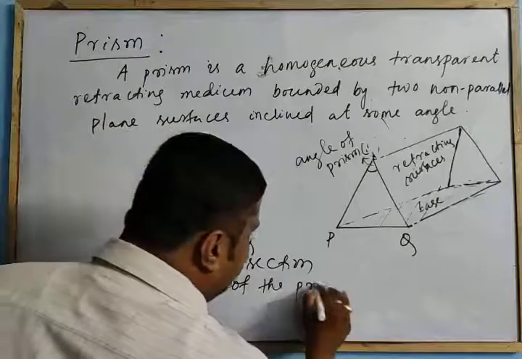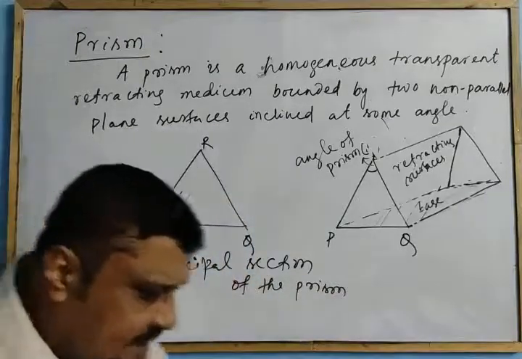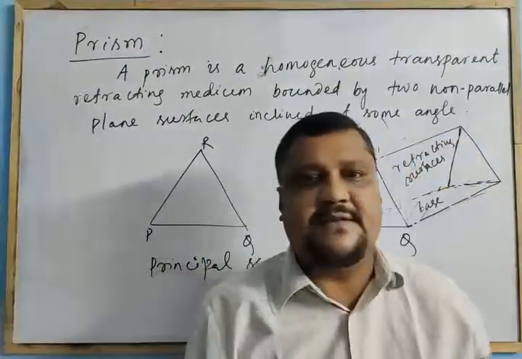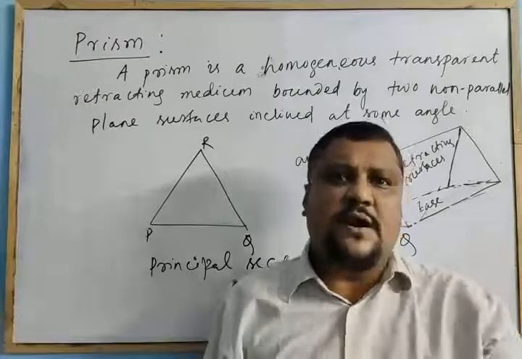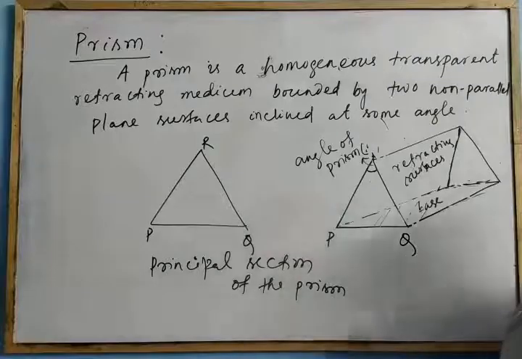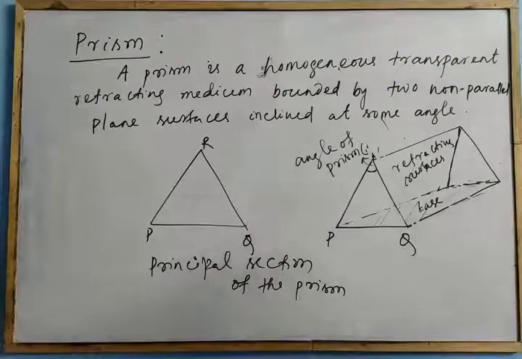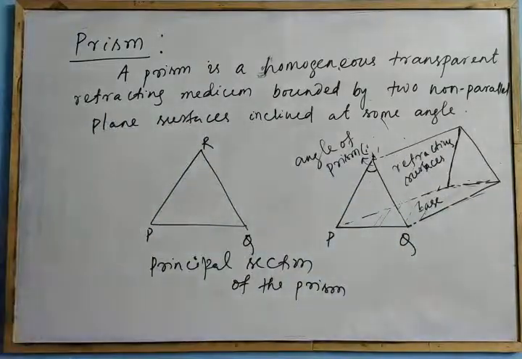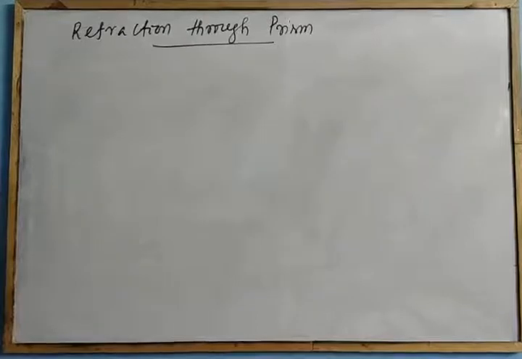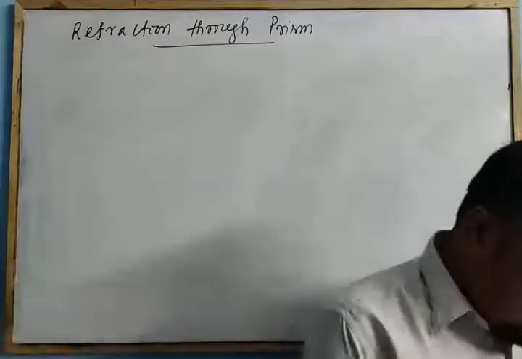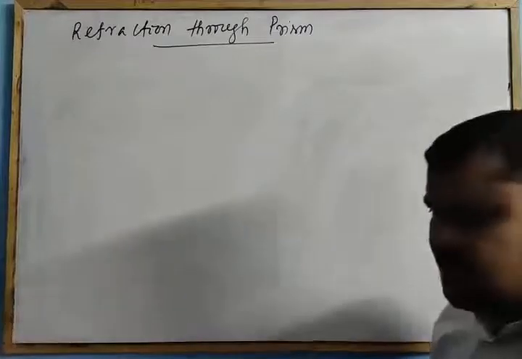So these are the terms associated with a prism. There are two refracting surfaces, one base and one angle of the prism, which is also called the refracting angle. Clear? Now with this knowledge, we will go for the refraction through a prism. Let me show the principal section of a prism.